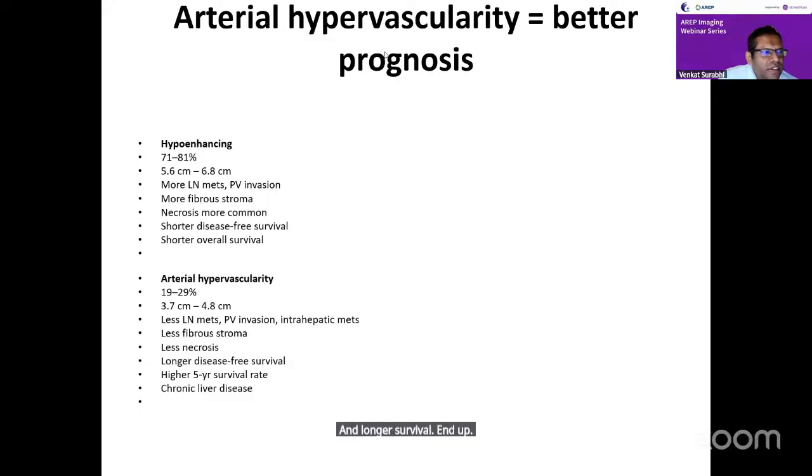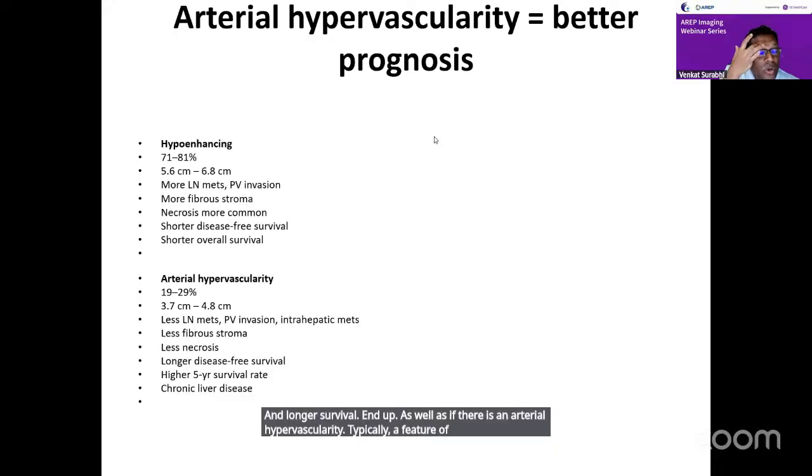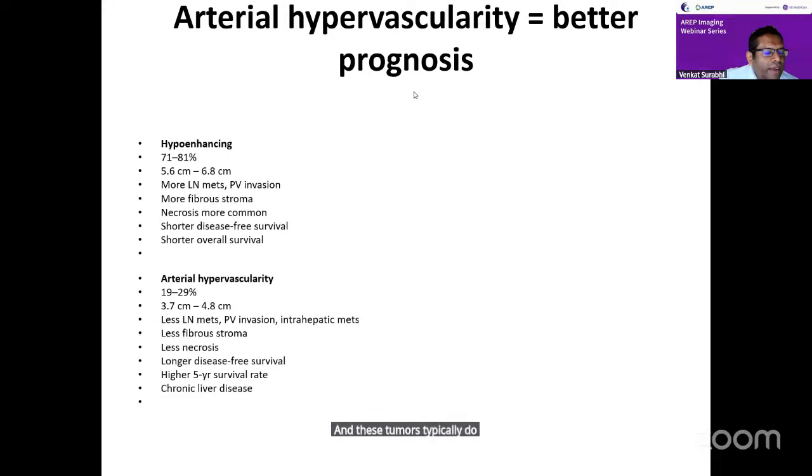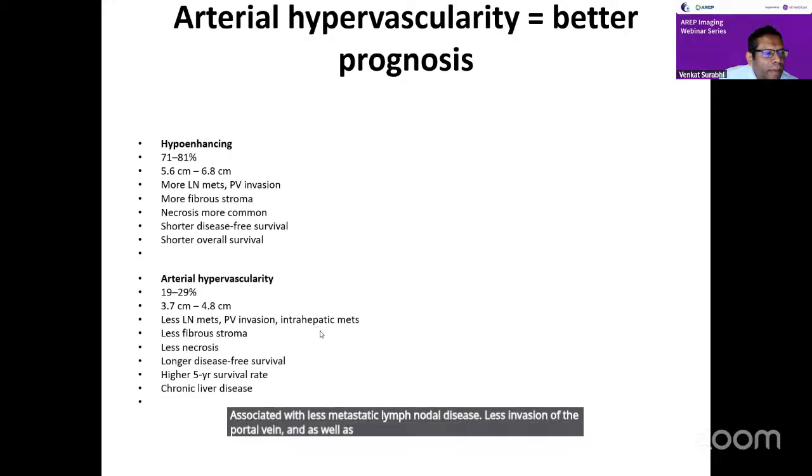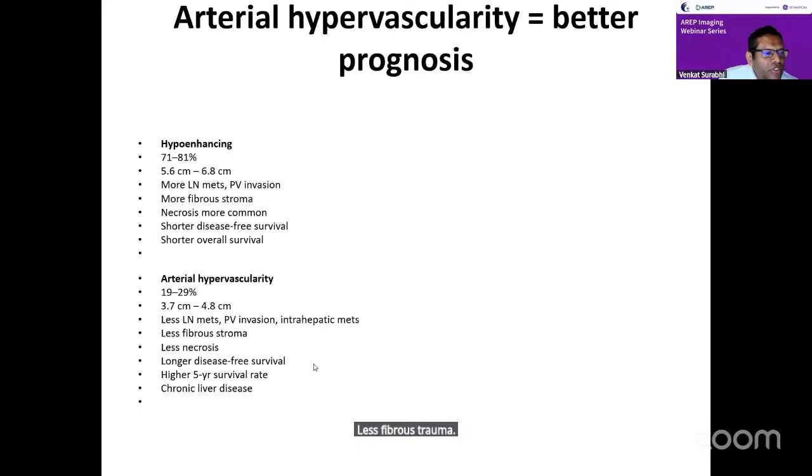And as well, if there is arterial hypervascularity, that's typically a feature of the small duct type of cholangiocarcinoma. And these tumors typically do have good prognosis compared to the large duct type. And it has been proven in multiple studies. So arterial hypervascularity is associated with less metastatic lymph nodal disease, less invasion of the portal vein, as well as intrahepatic mets, less fibrous stroma, longer disease-free survival, and a higher 5-year survival rate.